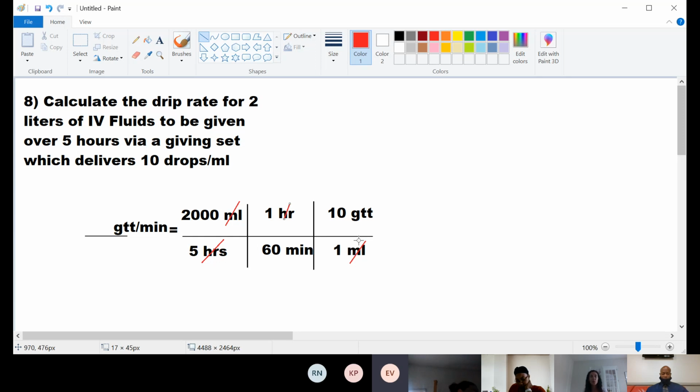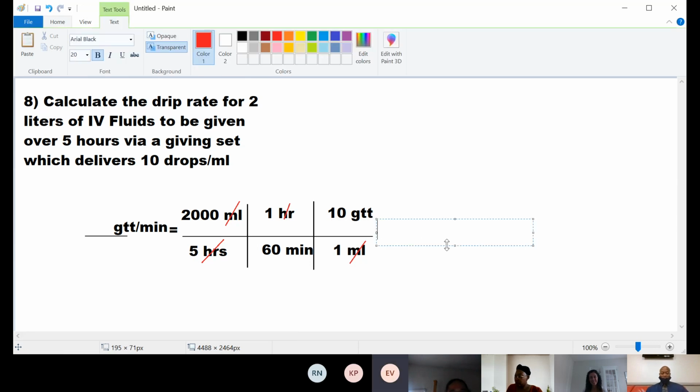You can cancel down, remember? I don't like that. You guys can, some others might. Let's do that so she can see it that way too. 2,000 times 1 times 10 is 20,000.